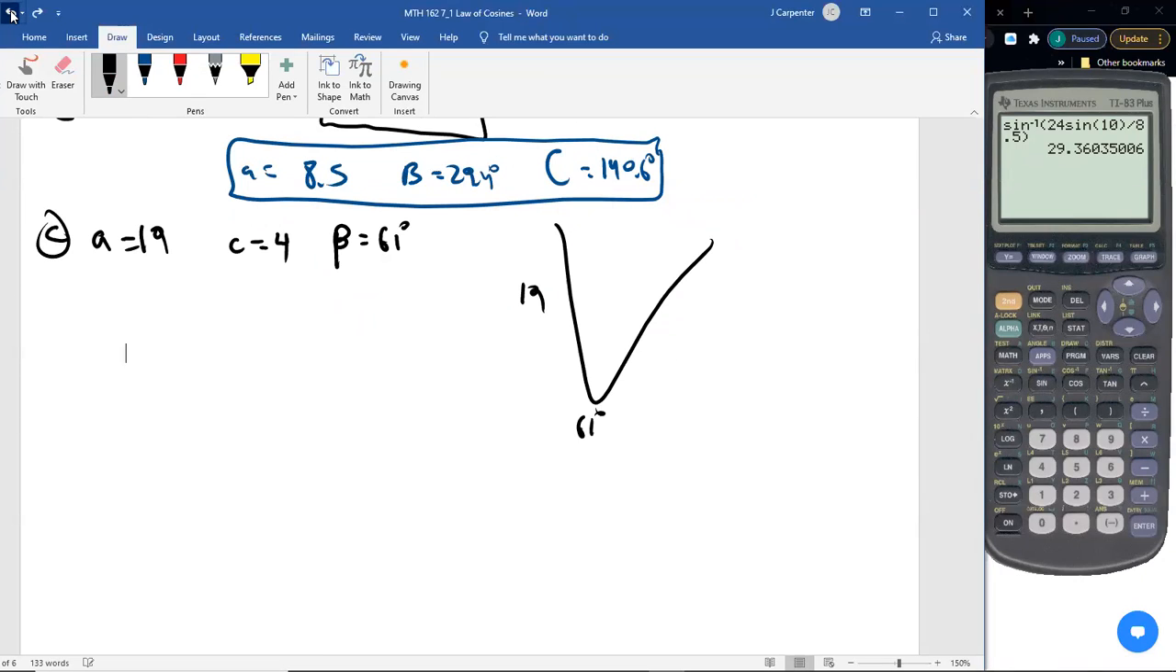And that's your corner of information, which means we need the law of cosines. You can't start with the law of sines. You absolutely, positively must start with law of cosines. It's the only way to get anything else right now.